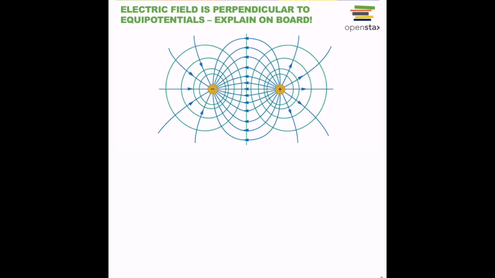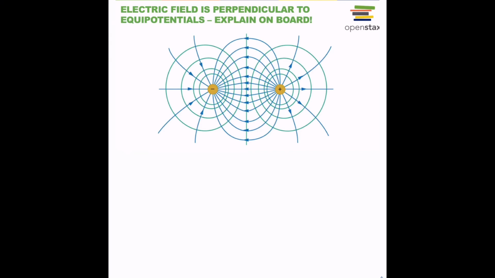So given that the electric field lines are these ones that go out, the blue ones with the arrows that go away from the positive charge and towards the negative charge, the equipotential lines can be drawn simply by making them perpendicular to the electric field lines. On the other hand, if you're given the equipotential lines, as in this figure, the electric field lines can be drawn by making them perpendicular to the equipotentials.